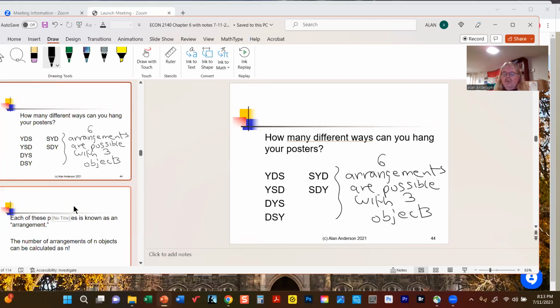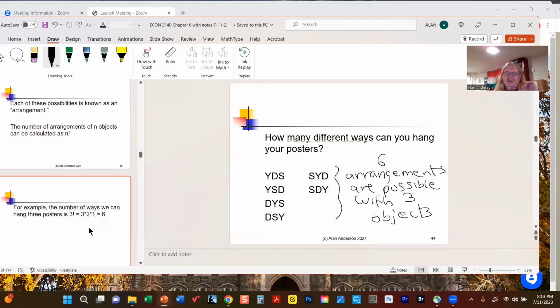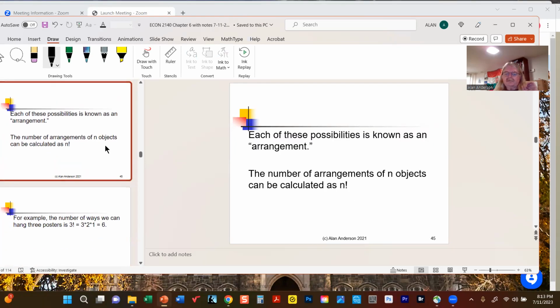Now, what we had to do here to figure that out was write them all out, and that can get very cumbersome if we had even a relatively small number of posters, like 5 or 6. Luckily, it turns out we can do this very easily with the factorial operator. In other words, the number of possible arrangements of n objects is equal to n factorial, and that's all there is to it.